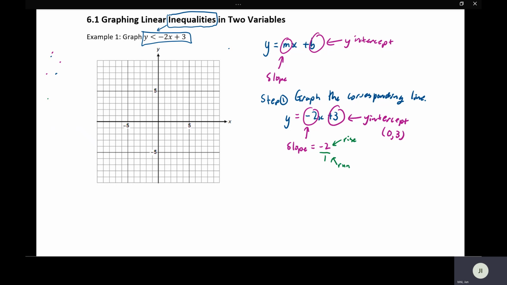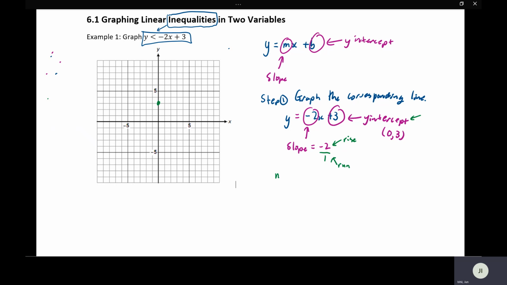In order to graph this line, we're going to start off with the y-intercept. That'll give us the location, a point that we can use that is on the line itself. Since the y-intercept is 3 on the grid here, I'm going to plot a point along the y-axis at positive 3. This is the point where the line crosses the y-axis. So that's the y-intercept. Next up, we want to find another point. The slope in this case is negative 2 over 1.